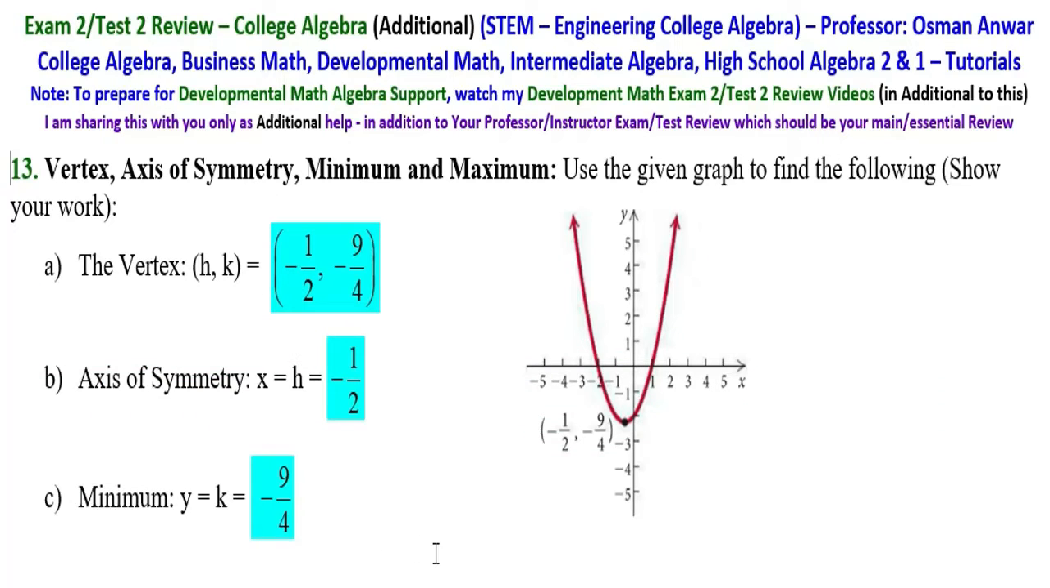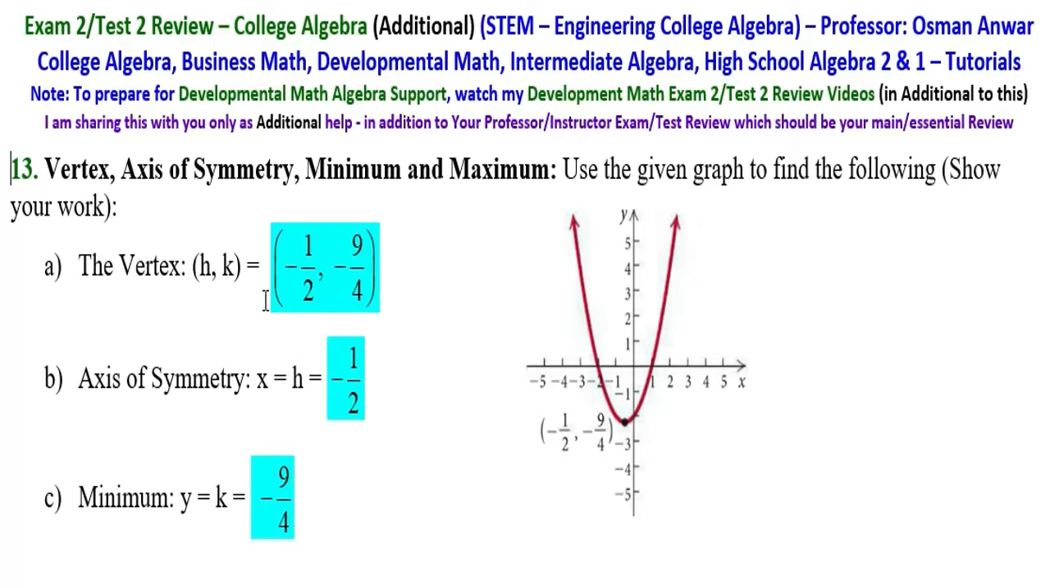Number 13 is vertex, axis of symmetry, minimum and maximum. Use the given graph to find the following. A, the vertex. The vertex is minus 1/2, minus 9 over 4. That's the vertex, h and k. So h is minus 1/2 and k is minus 9 over 4. Axis of symmetry is x equals h equals minus 1/2. That's the axis of symmetry.